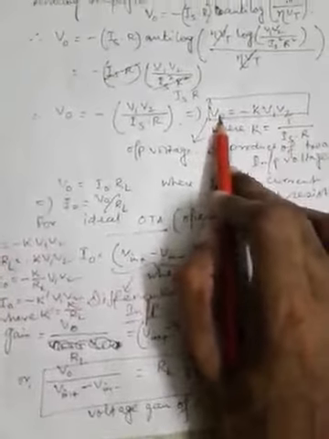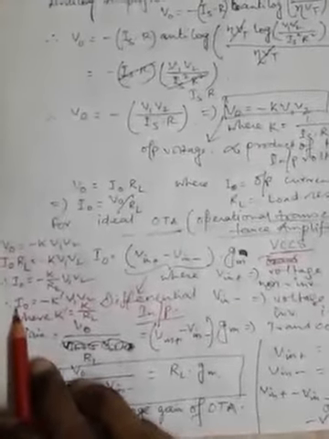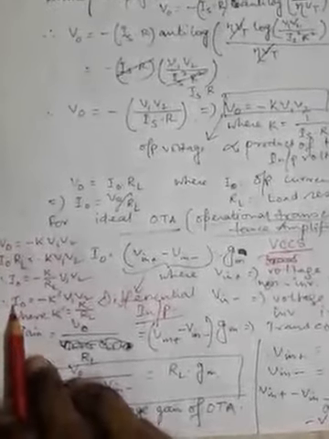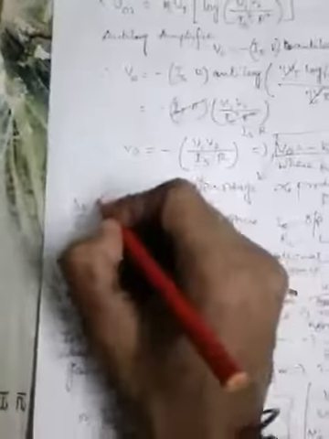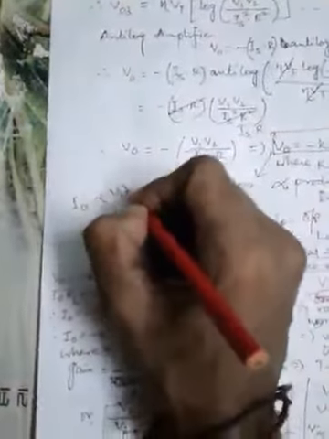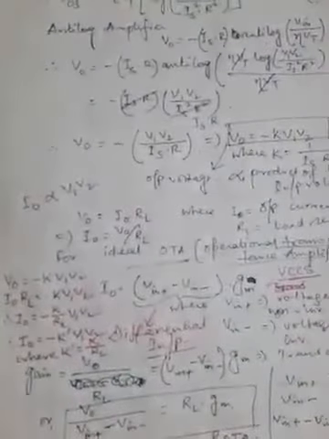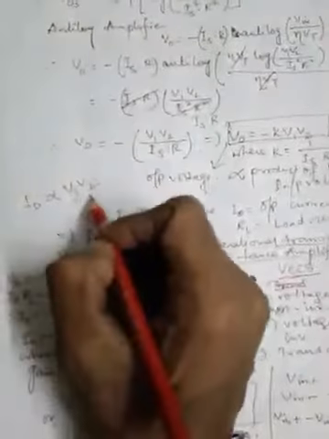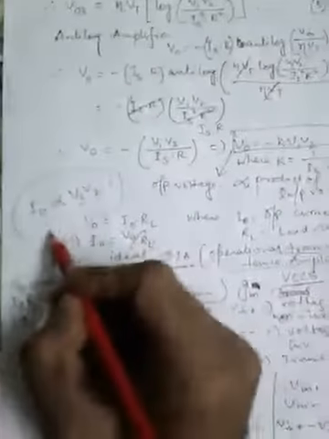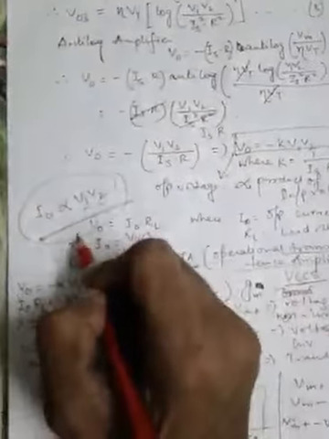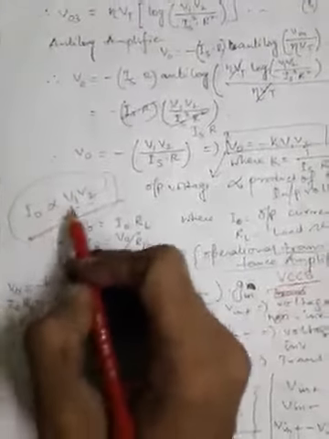Instead of writing VO, we are writing here IO because we want to express IO as the output current because it is a transconductance multiplier. So we want to establish that the output current IO is directly proportional to the product of two input voltages, which are differential inputs, that is V1 and V2. Okay, so now if this is established, then this circuit should be called a transconductance multiplier.